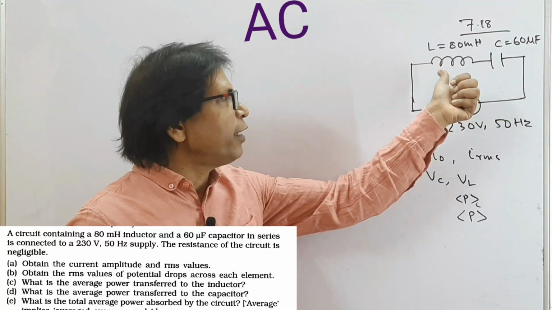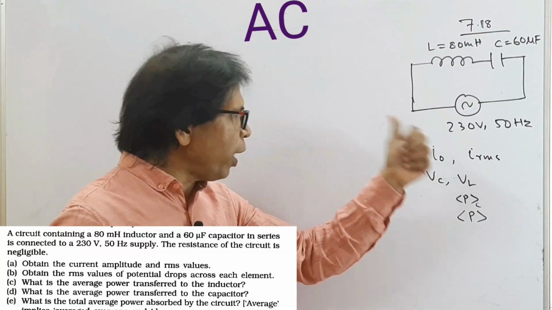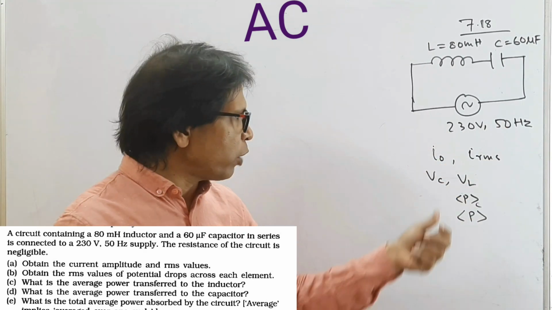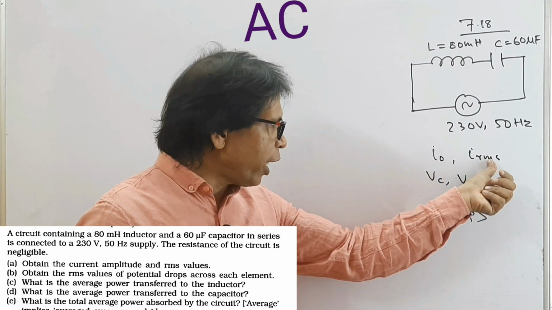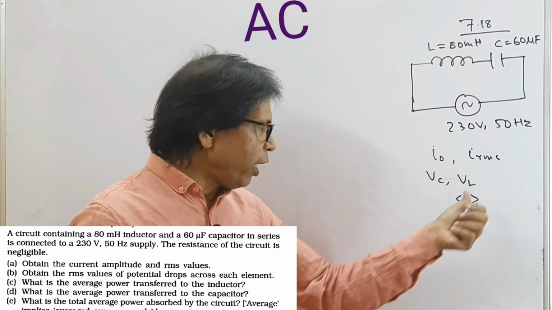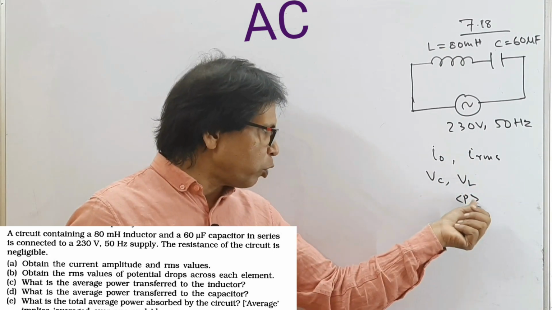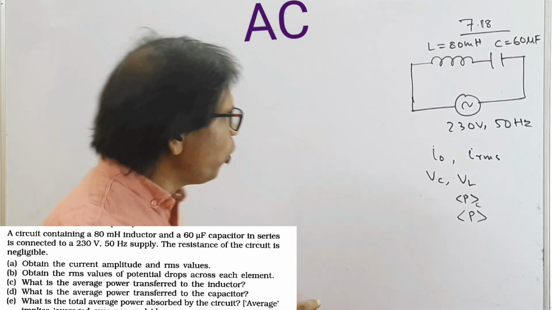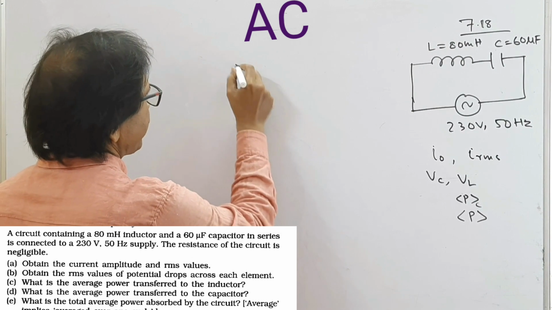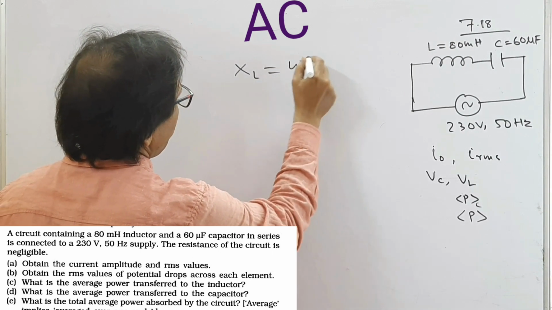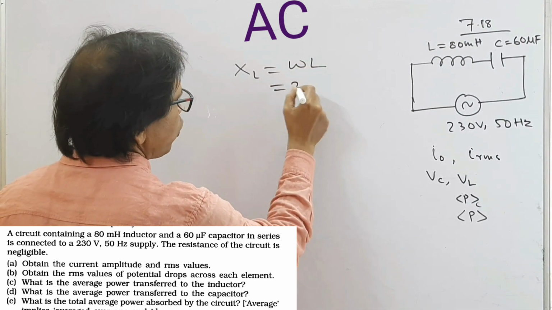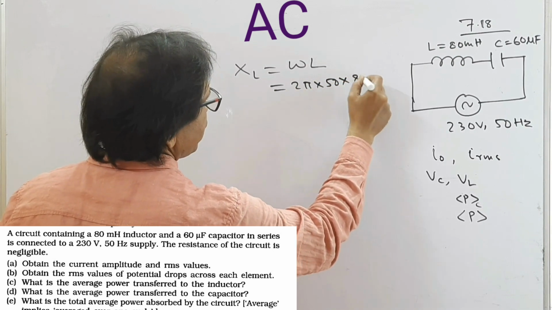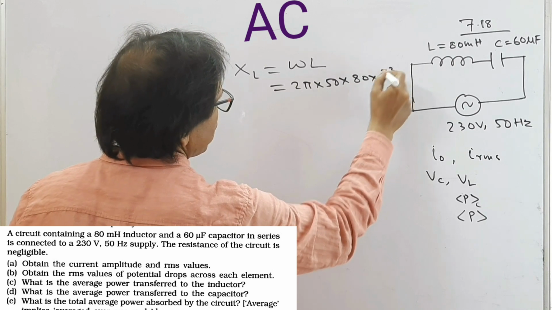Now this energy oscillates between capacitor and inductor. Okay. This is the inductor and this is the capacitor. Applied voltage is 230 volt, 50 hertz. Now we have to calculate I0, IRMS, VC, VL, the average power transferred to the capacitor and the average power in the circuit. Now first of all, look at this. This is XL. XL equals omega L. Now omega is 2 pi into 50 and L is 80 into 10 to the power minus 3.